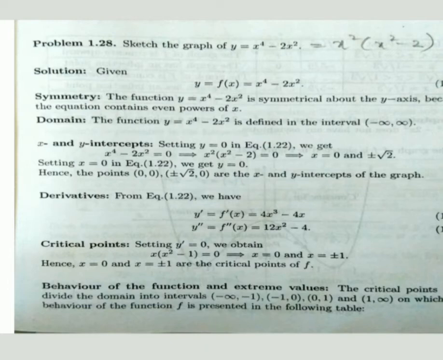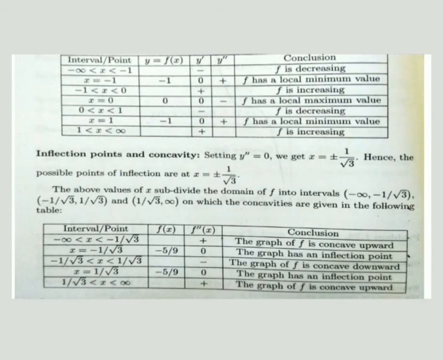Now these critical points subdivide the domain into minus infinity to minus 1, minus 1 to 0, 0 to 1, and 1 to infinity. So let us see the behavior of the function as well as the extreme values. Now minus infinity to minus 1, y dash will be negative, f is decreasing. At x equal to minus 1, y dash is 0, f of x is minus 1, y double dash is positive.